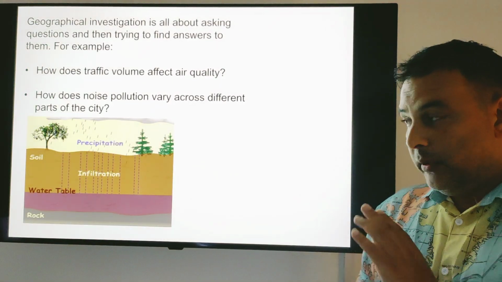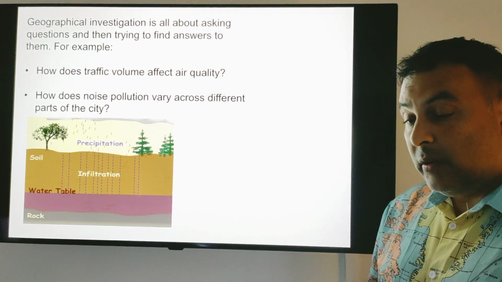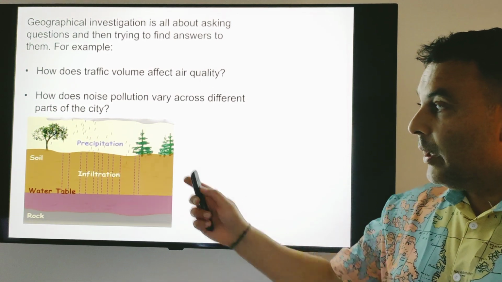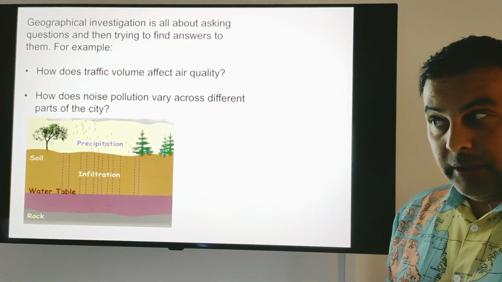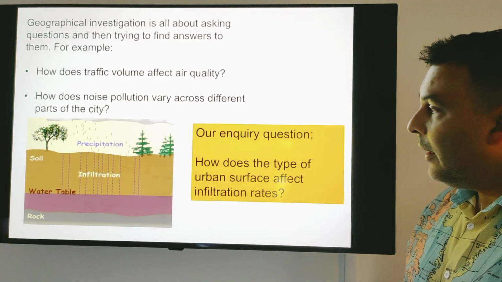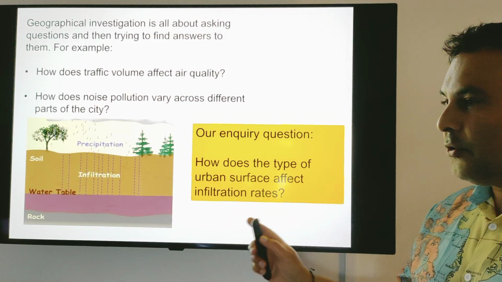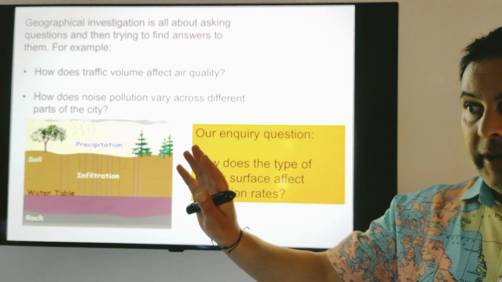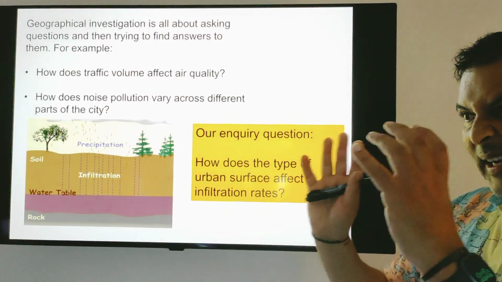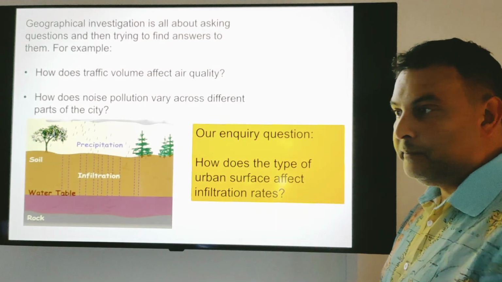Of course, for us, we're doing rivers and water and the hydrological cycle and all those areas around that. So we're going to look at infiltration. Our inquiry question will be this: how does the type of urban surface affect infiltration rates? So again, just write down, we've got our area of inquiry. Now we want a very, very clear inquiry question. We want to answer that question.